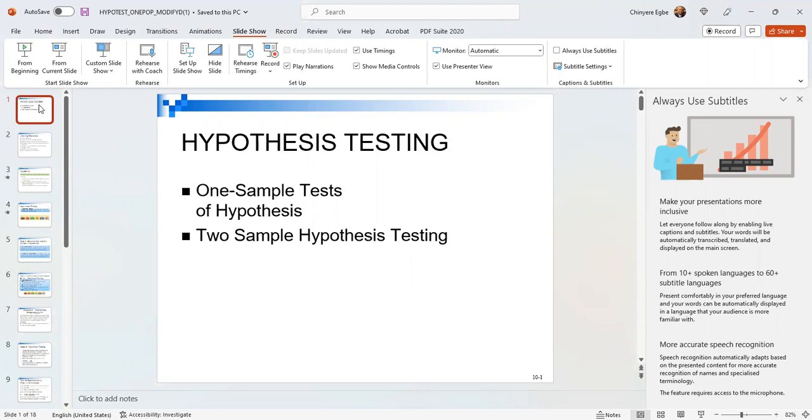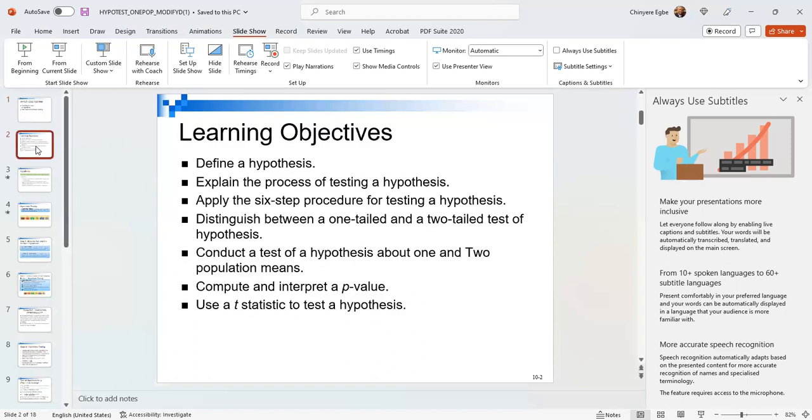But you can also use a confidence interval to actually reach a hypothesis testing conclusion. But let's go through the process of hypothesis test. We're going to define a hypothesis, explain the process, how we do a hypothesis test. There is a 6-step procedure for testing a hypothesis. And we're going to try to distinguish between a one-tailed test and a two-tailed test of hypothesis.